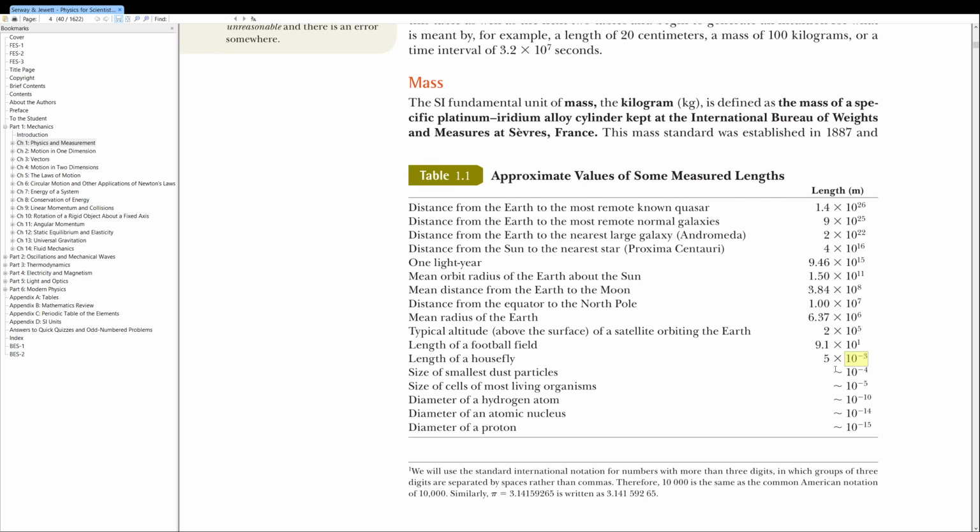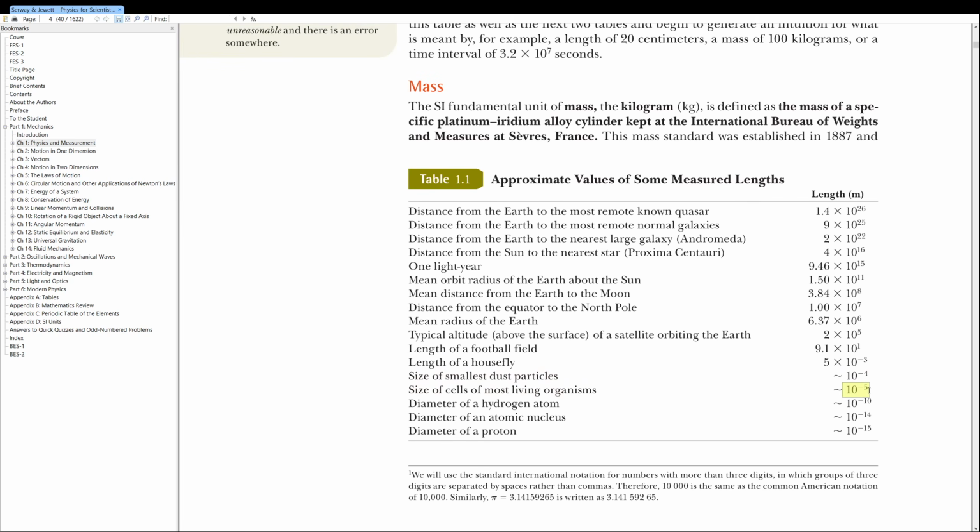The smallest dust particle ever is about 1/10 of a millimeter. So it's 10 to the negative 4, so 1 divided by 10 divided by 10 divided by 10 divided by 10. Right, so 0.0001 meters, or 1/10 of a millimeter, is about the smallest dust particles you can see, right?